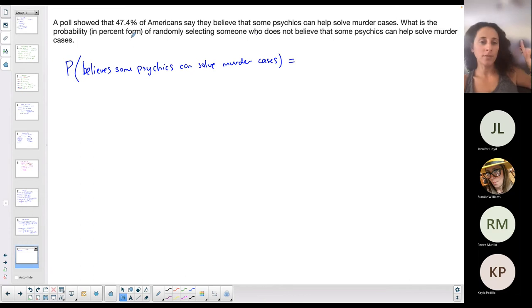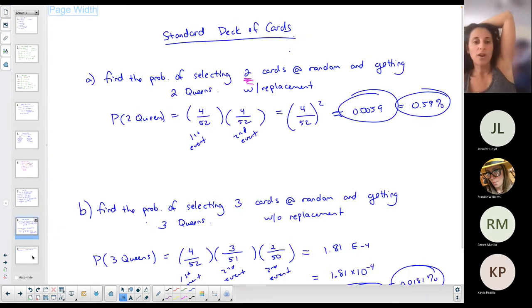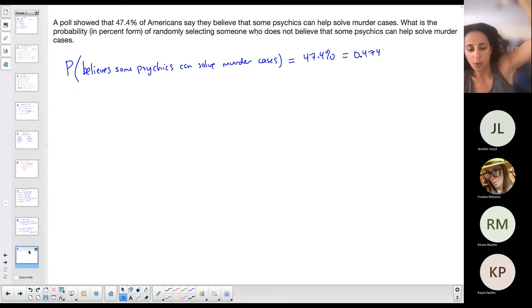The probability that one person at random that we're selecting, right? This is just one person. 47.4% of Americans say they believe. So if I randomly select one person, the probability that they believe is 47.4% or 0.474. In other words, they're giving you the probability that one person believes that situation. Sometimes they do this with your problems. They'll say, a poll shows that whatever percent of Americans, and then you're asked to find something. And a lot of times students are like, where do I get the probability? They gave it to you, but this is only for one person. You're randomly selecting one person. And the probability that that one person at random believes is 47.4%.